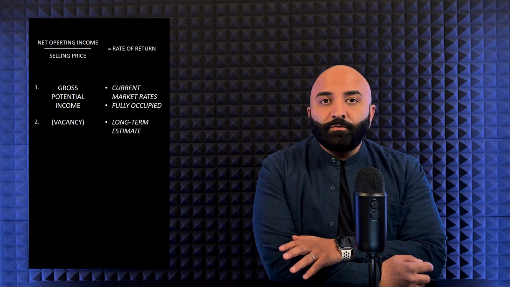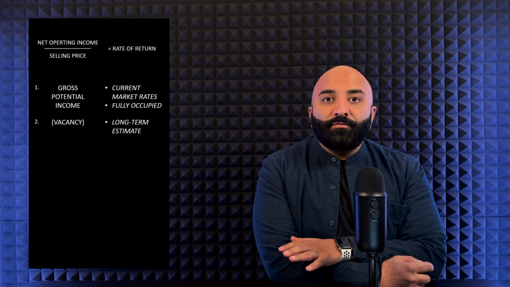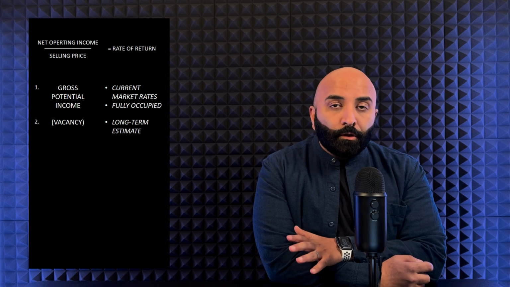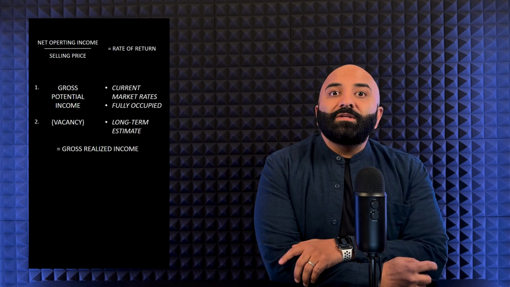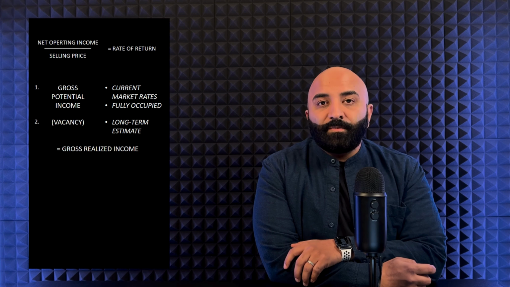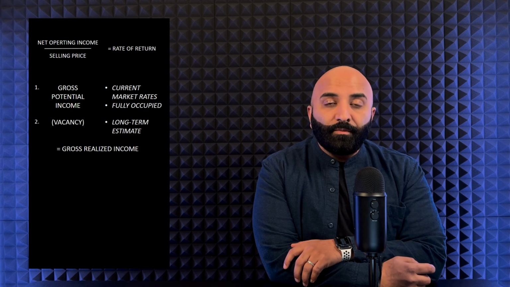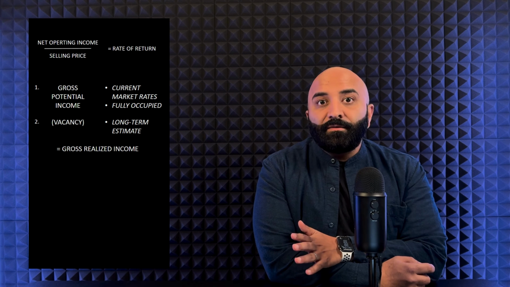So we'll take the gross potential income, which is based on current rates, and we'll subtract off an estimate for vacancies based on a long-term estimate. That gives us what we call gross realized income. It's a realistic estimate of what we can expect to get renting out this property. But remember, that's just from the rents. So we have to run this building.